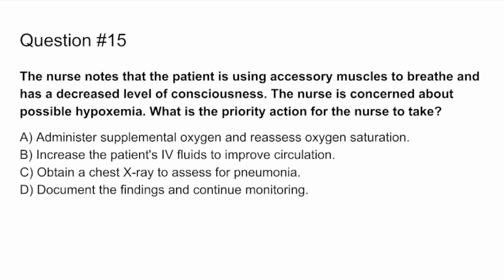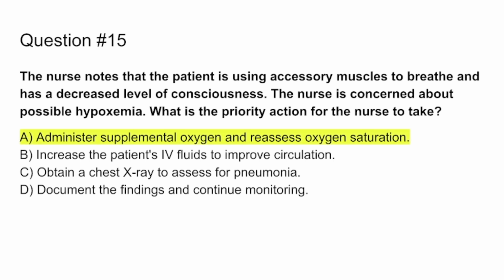So if you guys have been listening to anything in this video, you know that D is not the answer because document is the last thing we want to do. You know, C is not the answer because they're having a decreased level of consciousness and possible hypoxemia. What is a chest x-ray going to do for us to assess for pneumonia? The patient might be dead by the time we come back to check up on them. B, increase the patient's IV fluids to improve circulation. Pay attention to the question. They're using accessory muscles to breathe. This isn't really a problem with circulation. It's a problem with their breathing.